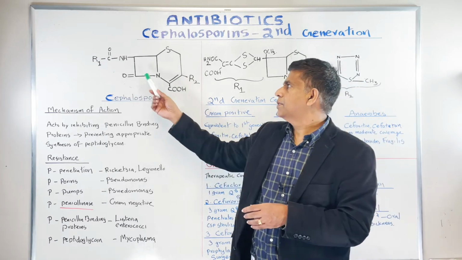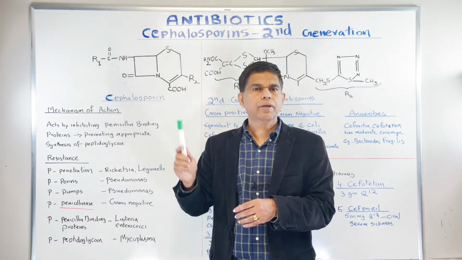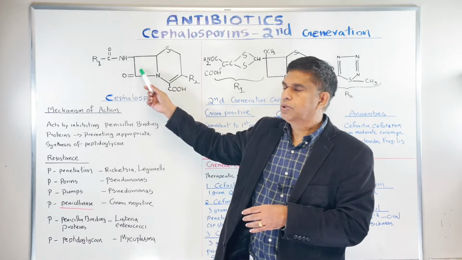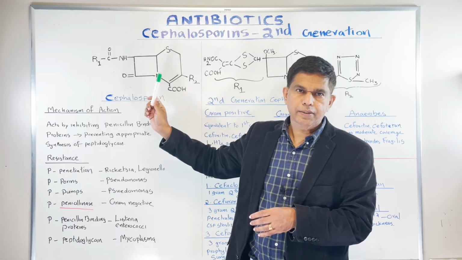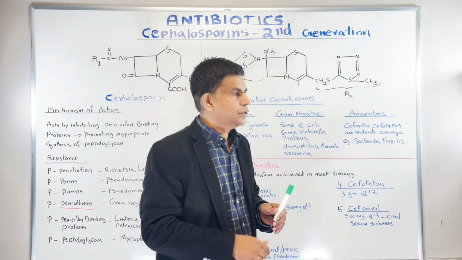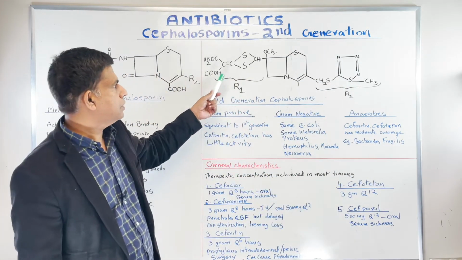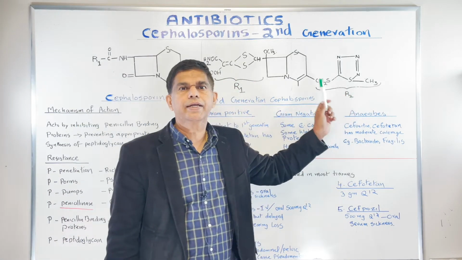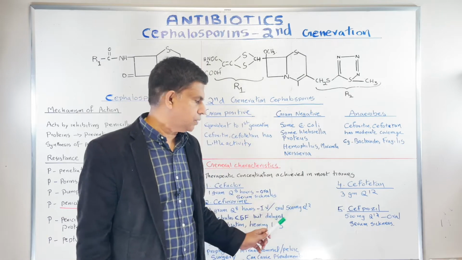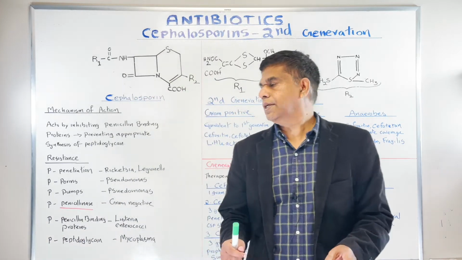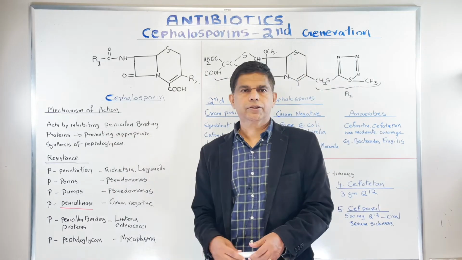Okay, now this beta-lactam ring remains the same. Penicillin has the beta-lactam ring, and the cephalosporin also has a beta-lactam ring, remember. Okay, so when we look at the second generation cephalosporins, they take the R1 and R groups and make some modifications to make new drugs. There are a few of them we're going to talk about, okay? So the next thing you have to look at is the mechanism of action. What does it do?